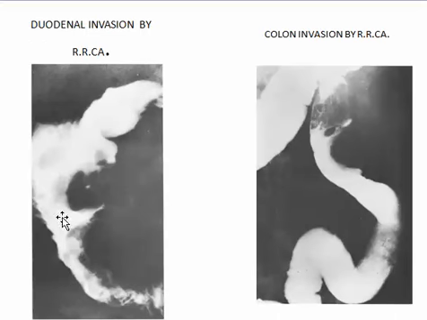This is the duodenum, and this is what we call inverted C, and this inverted C is invaded, irregular, with soft tissue indentations along the whole length due to renal cell carcinoma. Here the colon, the sigmoid, the splenic flexure is invaded by renal cell carcinoma.